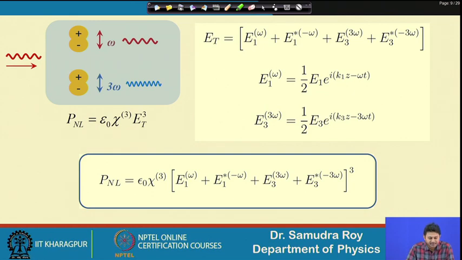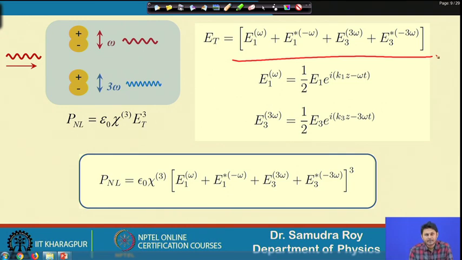Well, after having this knowledge of susceptibility and the symmetry of the susceptibility, let us again go back to our original problem. If I launch an electric field of frequency omega, then in the system two frequency components will be generated, omega and 3 omega. Then the total electric field inside the material is represented in terms of omega 1 and minus omega 1, and 3 omega and minus 3 omega. The complex conjugates are added here.